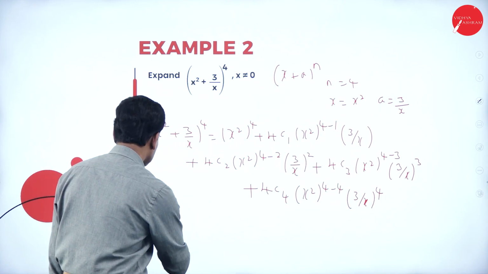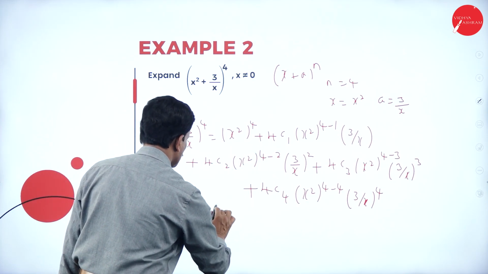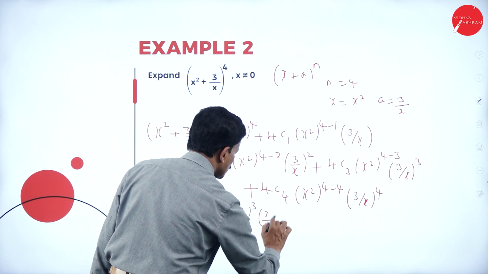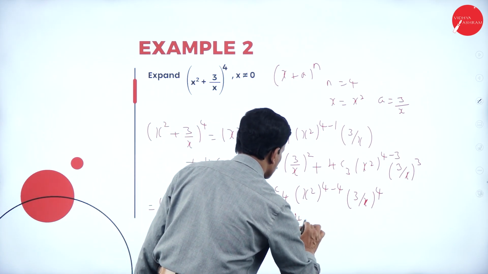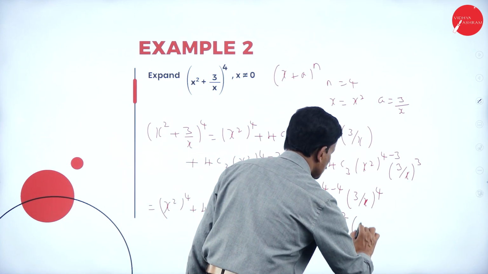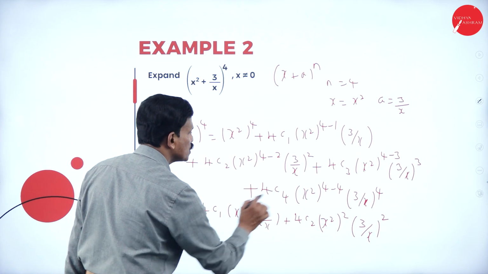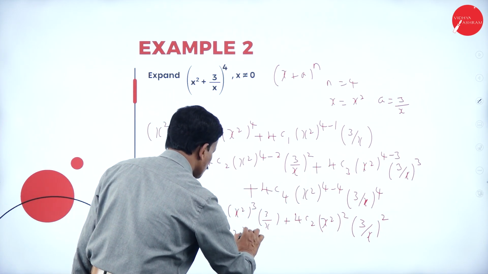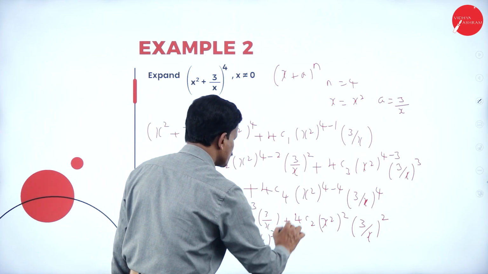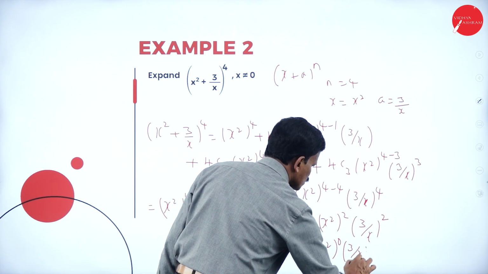That's it. So, this is (x square) whole to the power of 4 plus 4C1 (x square) whole to the power of 4 minus 1, which is 3, into 3 by x, plus 4C2 (x square) whole square into (3 by x) whole square, plus the next term is 4C3 (x square) whole to the power of 4 minus 3, which is 1, this is 4C3 into (3 by x) whole cube, plus the last term is 4C4 (x square) whole to the power of 0 into (3 by x) whole to the power of 4.